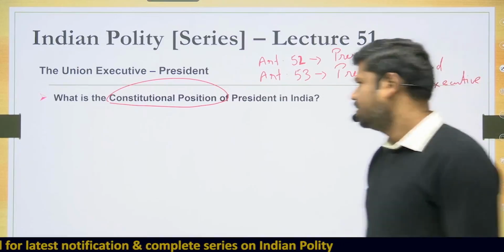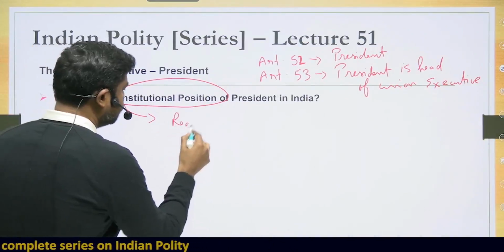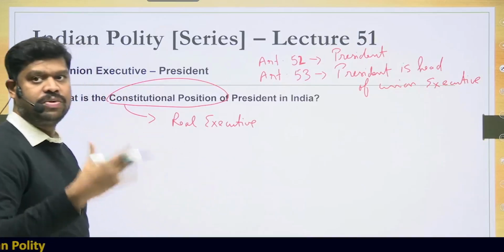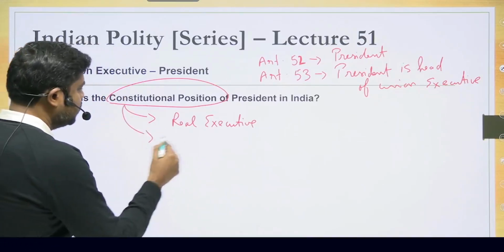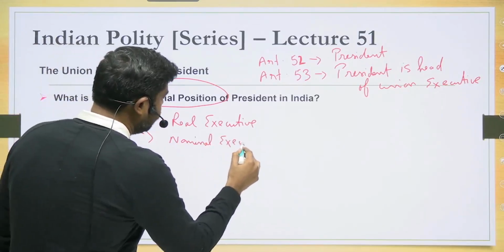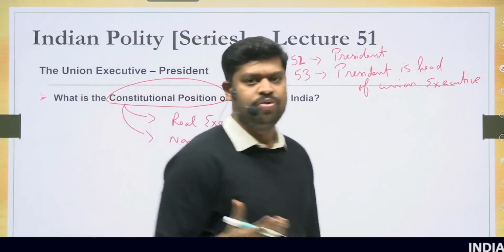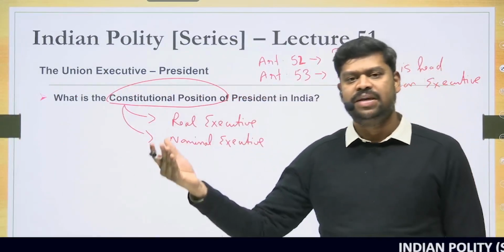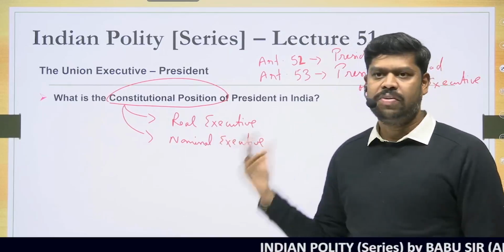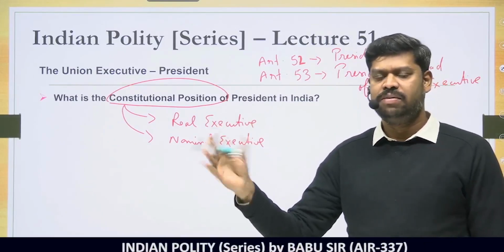When I talk of this constitutional position, I just want to know whether he is a real executive. When I say real executive, that he has the real executive powers. He has all the executive powers, he can decide on his own, or he is just a nominal executive. When I say nominal executive, he may not have all the real powers, but for namesake, he is the head of the union executive, but the real powers may rest upon some of the other people or some of the other authorities. That is basically what is called nominal. Nominal means for namesake. Although under the constitution he is the head, he is not the real authority.